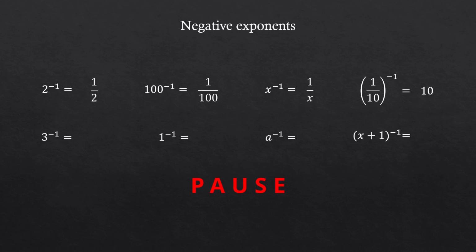Okay, now you could perhaps pause the video for a moment and try it by yourself. So assuming that you have tried it, 3 to the power of negative 1 should be 1 over 3. What about 1 to the negative 1? It's just 1, because 1 over 1 is just 1, right? A to the power of negative 1? Of course, 1 over a. How about this whole expression to the power of negative 1? It should be 1 over this whole expression, of course. So 1 over x plus 1, okay? Do you get the idea now?